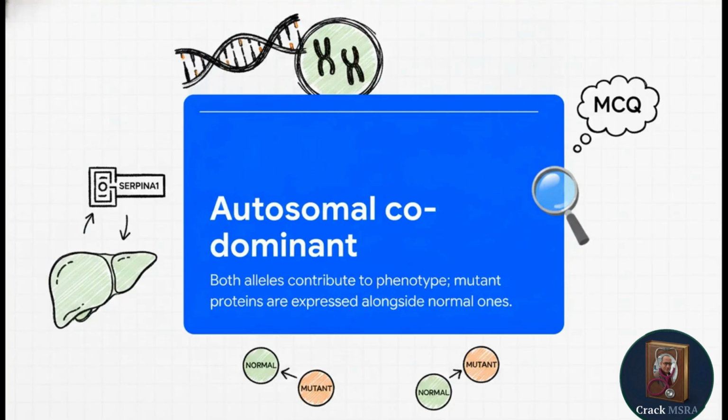Now, right out of the gate, do not fall for the classic autosomal recessive trap. This condition is autosomal codominant. What does it actually mean for you clinically? It means both alleles are actively contributing to the patient's phenotype. Those mutated proteins don't just hide quietly in the background. They're expressed right alongside the normal ones. This whole process is dictated by mutations in the SERPINA1 gene. Definitely burn this inheritance pattern into your memory because it is a massive favorite for multiple choice questions.